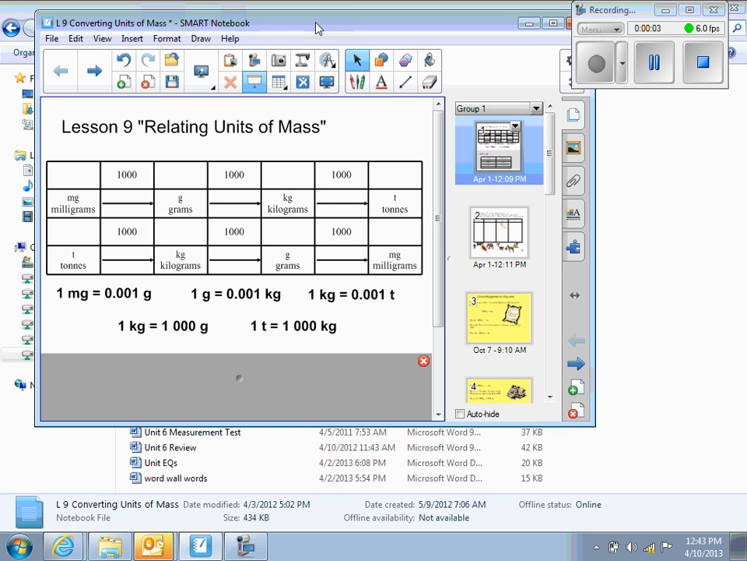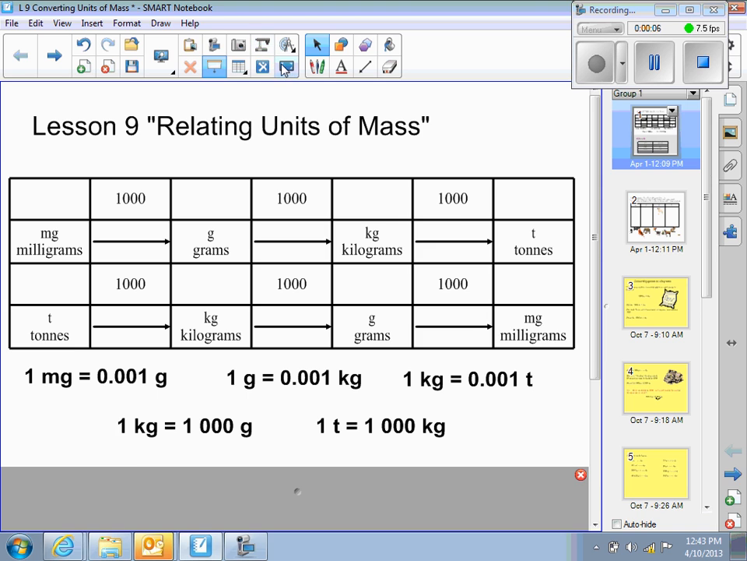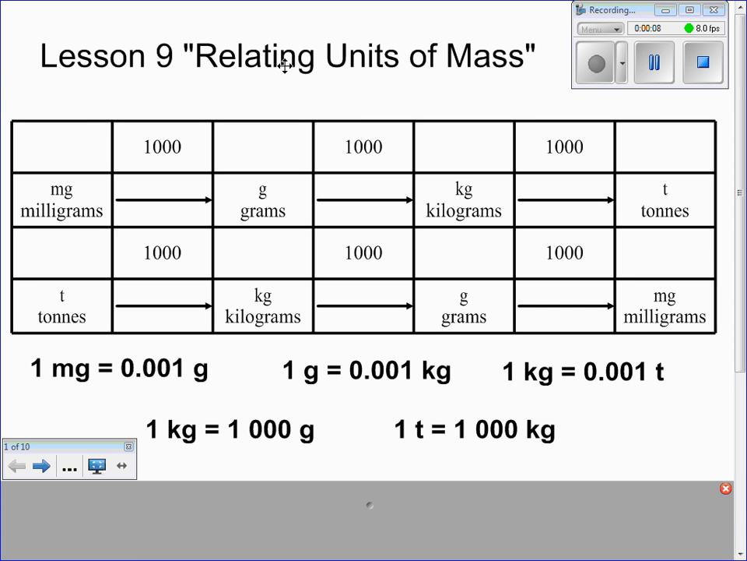Lesson 9, Relating Units of Mass, is our final lesson in Unit 6 for measurement. And you will notice that we continue to use the same principles as we did earlier in the lesson, in that we're going to be converting milligrams to grams to kilograms to tons when we move from smaller units to larger units.